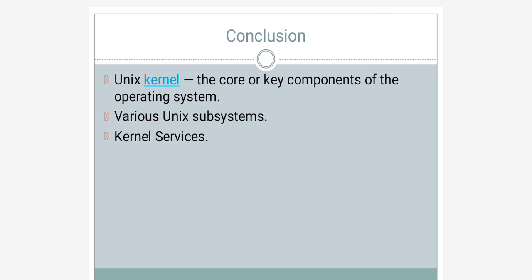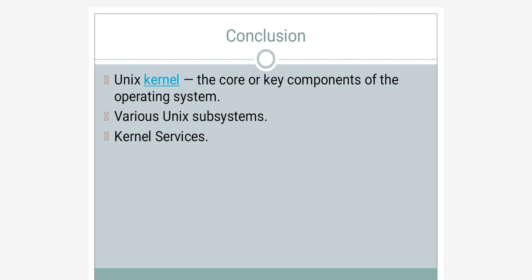Here I'm going to conclude that the Unix kernel consists of some core subsystems which provide various basic services, and using system call interfaces these subsystems interact and produce appropriate results of the executions or actions performed in your operating system. So with this I'm concluding this session.